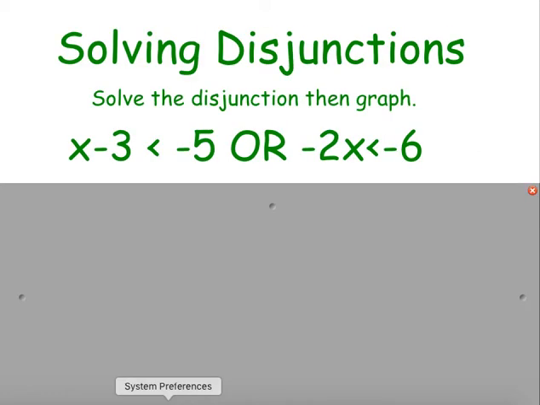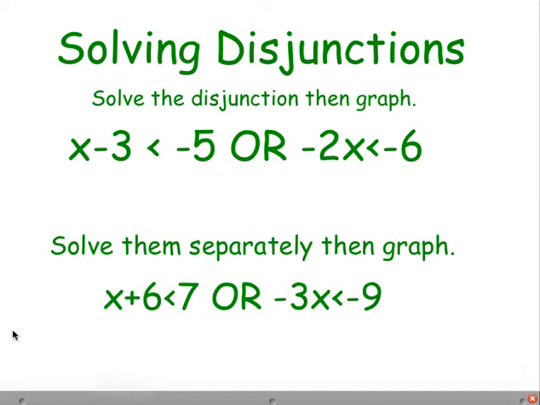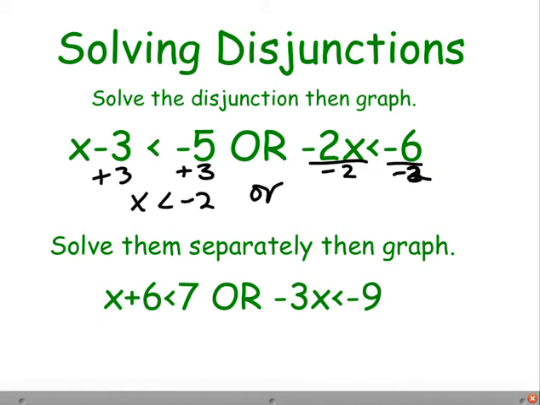All right, so now we need to make sure we can solve these disjunctions as well. Just like we did with the word problem, we need to get x by itself in order to be able to graph these. So in this first case, I would need to add 3 to each side so I can get x by itself. We have x is less than -2. Or, let's see, we divide by -2 here, but remember if we're dividing by a negative number, I need to flip the sign, and we have x is greater than 3.